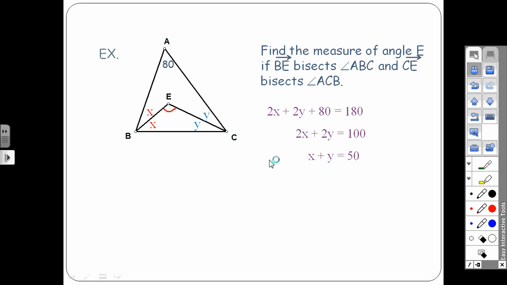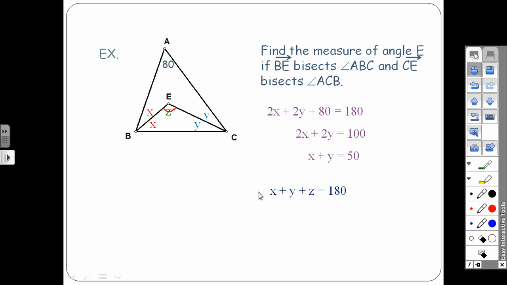So what do you think the other equation could be? If you look at triangle BEC, that's another triangle, and we know that all the angles in that triangle should also add up to be 180, right? So let's make that equation. And let's call angle E, we'll give it a variable of z. So x plus y plus z is going to be 180.